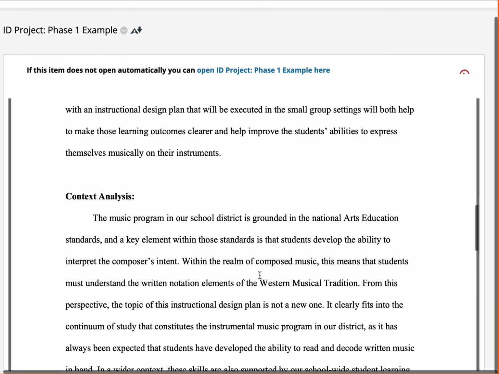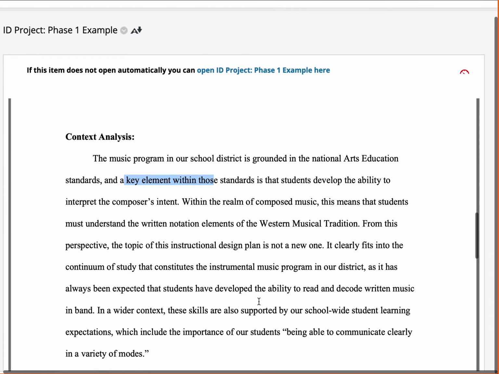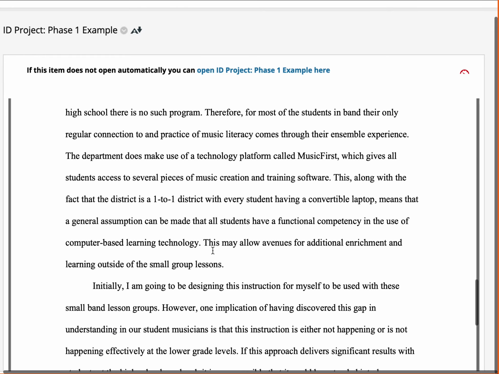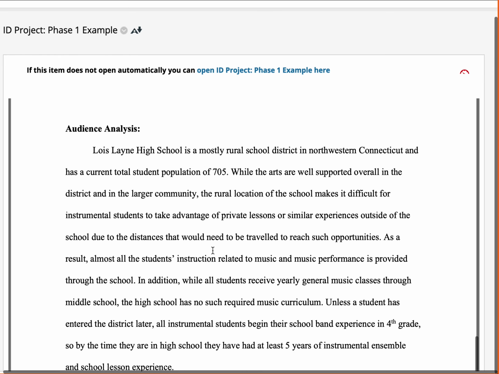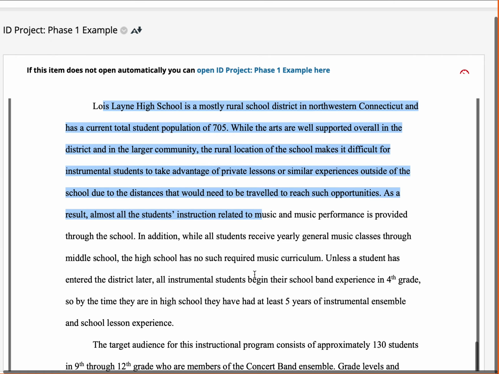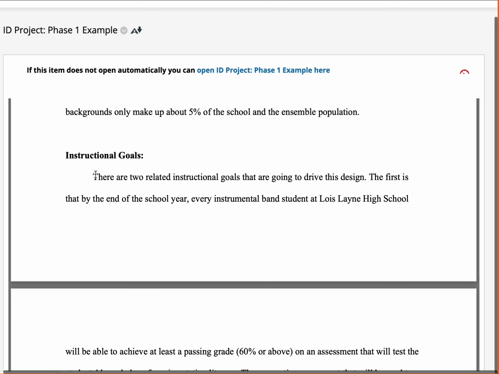And then I went on to a context analysis. So I talked about what standards and so on, and how they apply. And then I did an audience analysis, which just lays out who the students are in the music program, what their backgrounds are, what their prior experiences are. And the final piece was that out of all that information, I identified 2 goals that were going to be the focus of this plan.